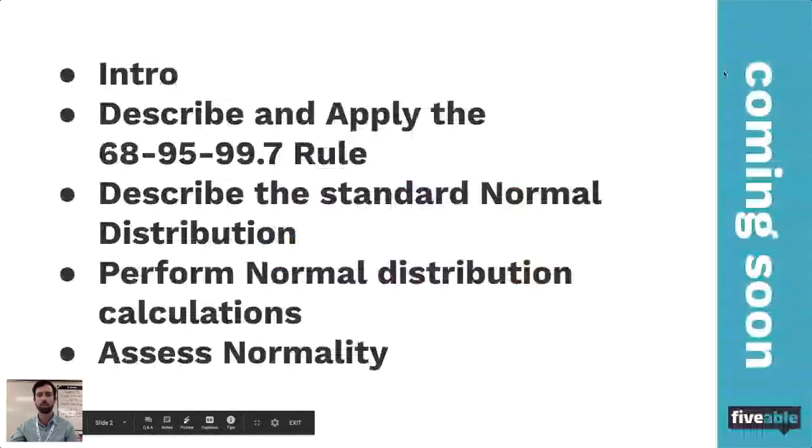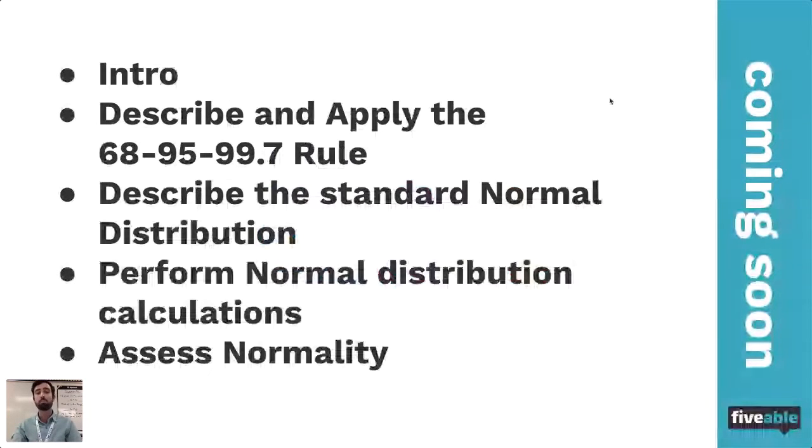Here's the agenda for our stream. Quick little intro. We're going to describe and apply the empirical rule, which is the 68, 95, 99.7 rule. We're going to describe the standard normal distribution. That's going to be super important moving forward. And as always, perform those actual calculations. And then at the very end, determine how we assess if something is normal or not, so that we can run the calculations.